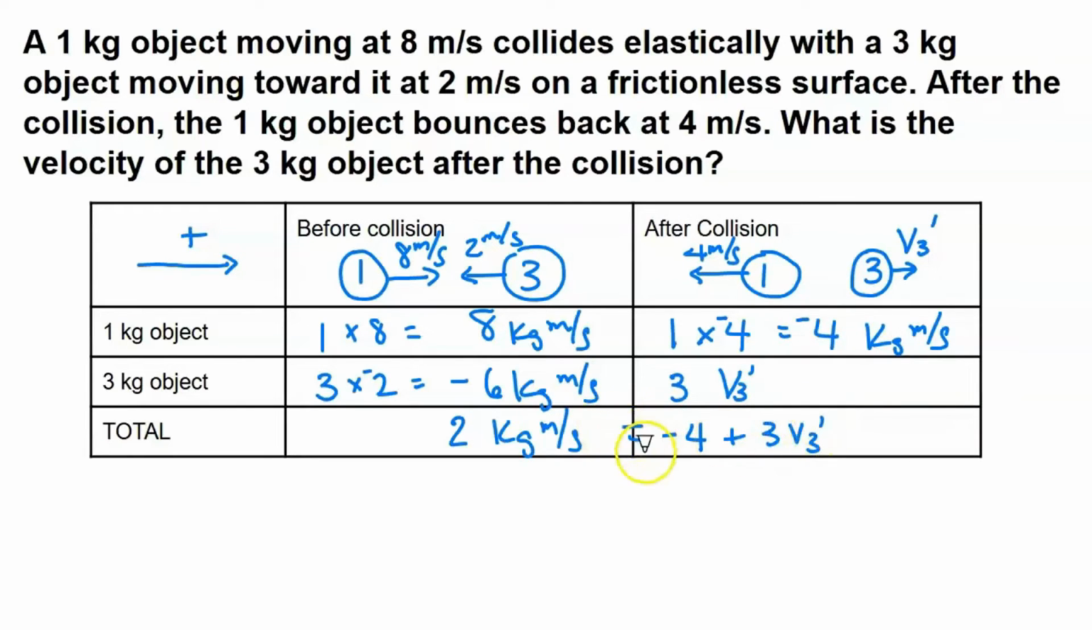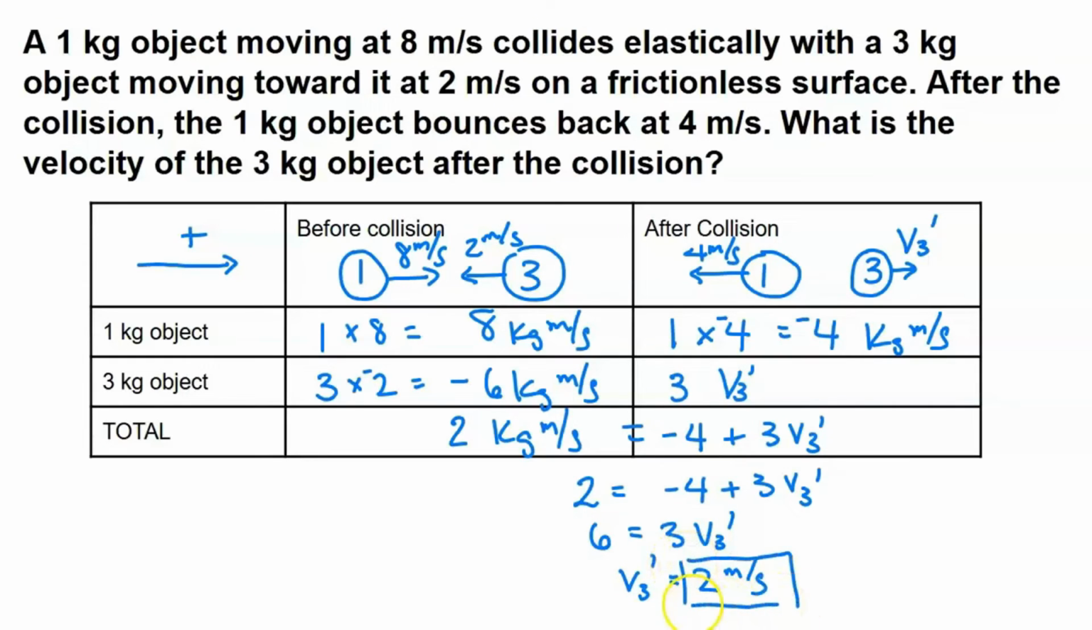I'm going to set these two equal to each other, and I end up with 2 equals negative 4 plus 3 v3 prime. I am going to add a 4 on both sides. That gives me a 6 on the left equal to 3 v3 prime. And so v3 prime is 6 divided by 3, which is 2 meters per second. Notice the answer is positive, so I know it is moving to the right.